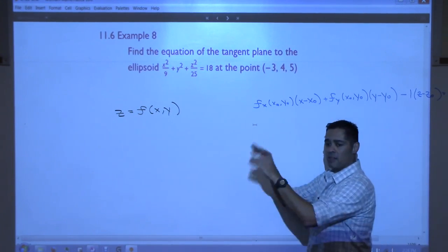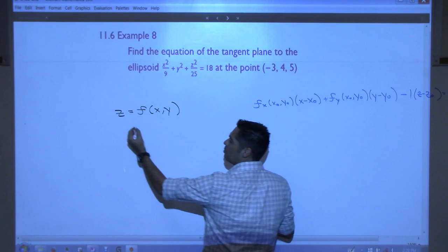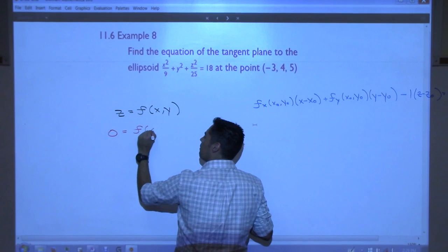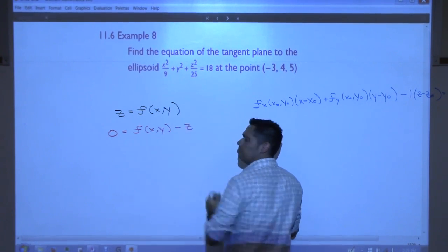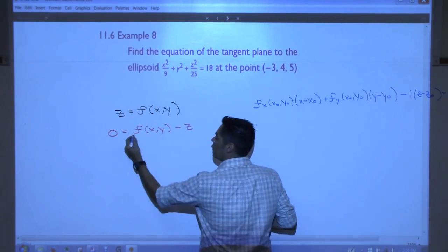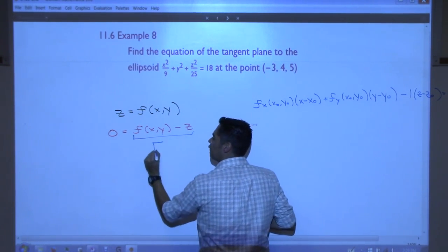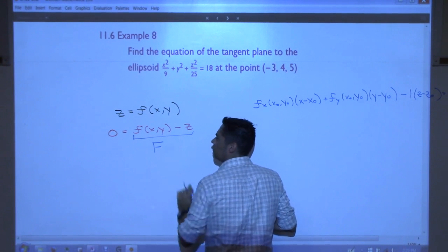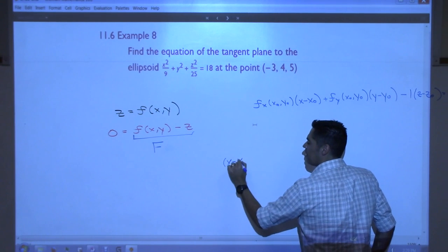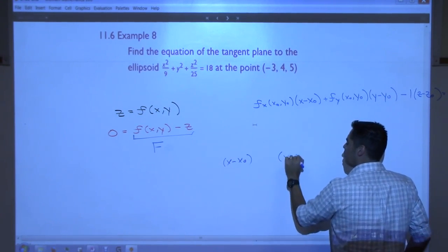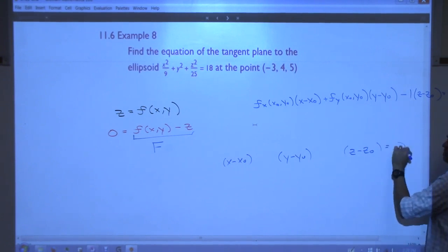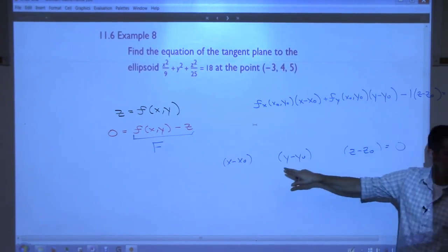So what I'm going to do is move everything to one side first. And I actually think I'm going to bring the z this way. So this is 0 equals f of x, y minus z. Right? This right side is capital F. According to the formula, x minus x naught, I know. Y minus y naught, I know. Z minus z naught, I know. Right? Equals 0. I just have to figure out what these pieces are.